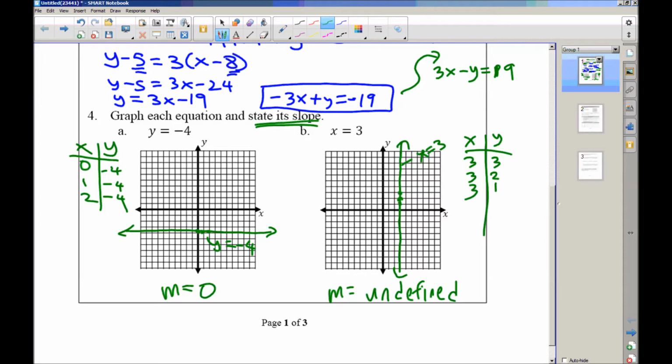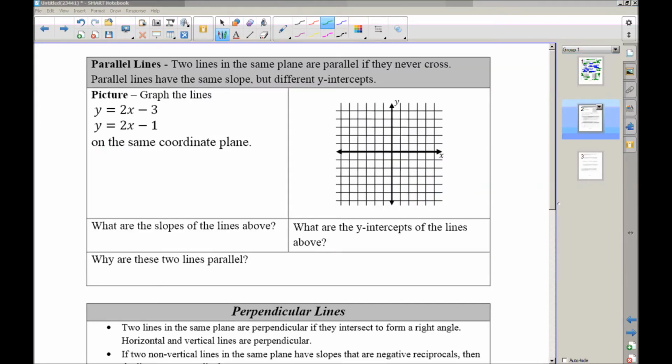All right, on to page 2. Okay, so this section was about parallel and perpendicular lines. So we learned about parallel lines in chapter 4. So we have a quick review here. Remember, two lines that are in the same plane are parallel if they never cross. And parallel lines have the same slope, but different y-intercepts. So they start at a different place, but they have the same steepness value.